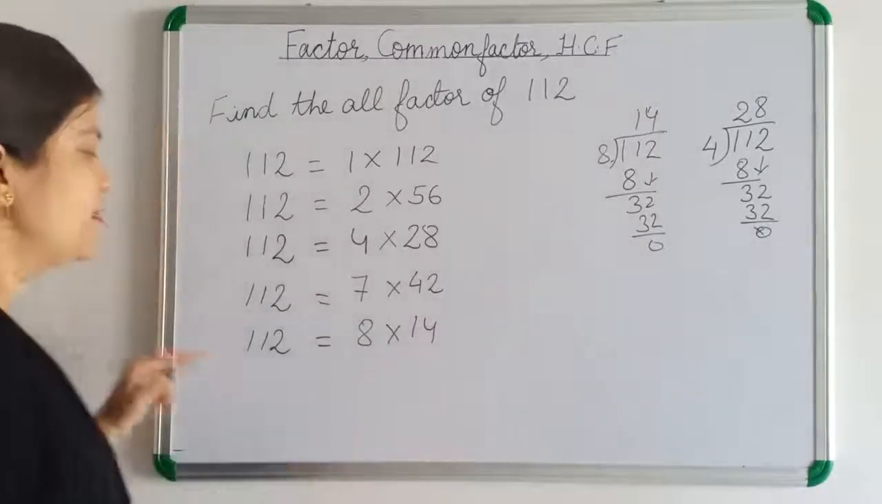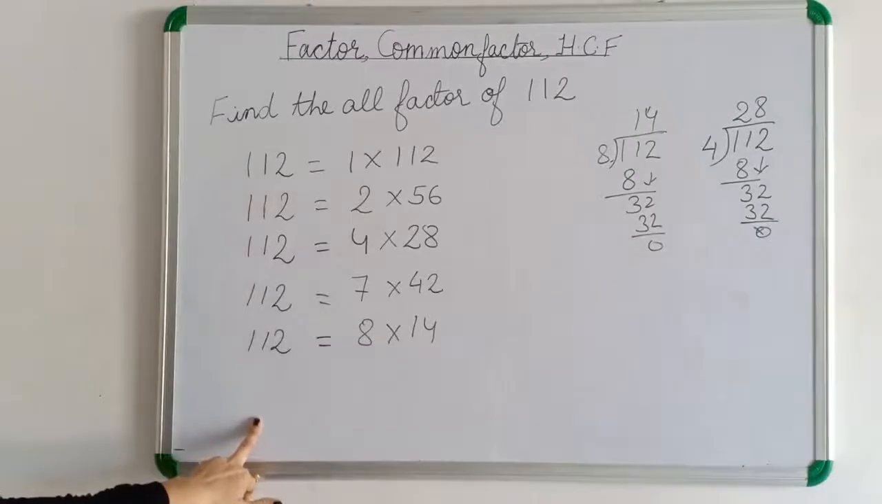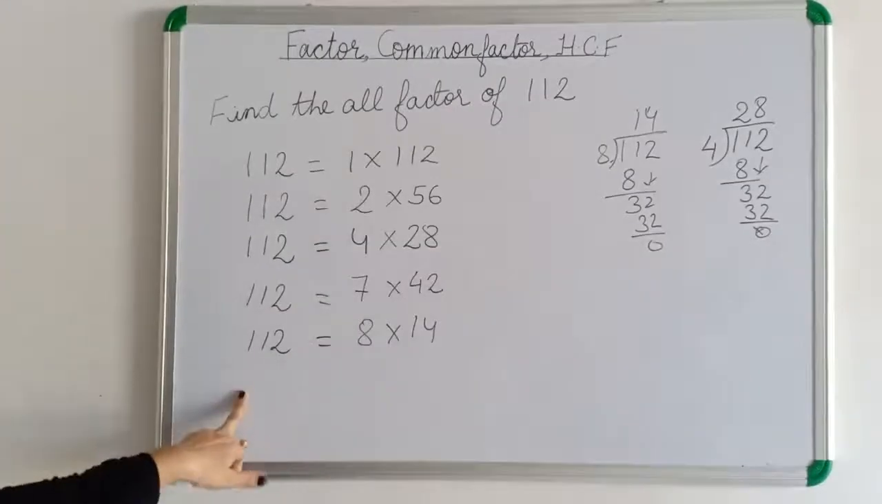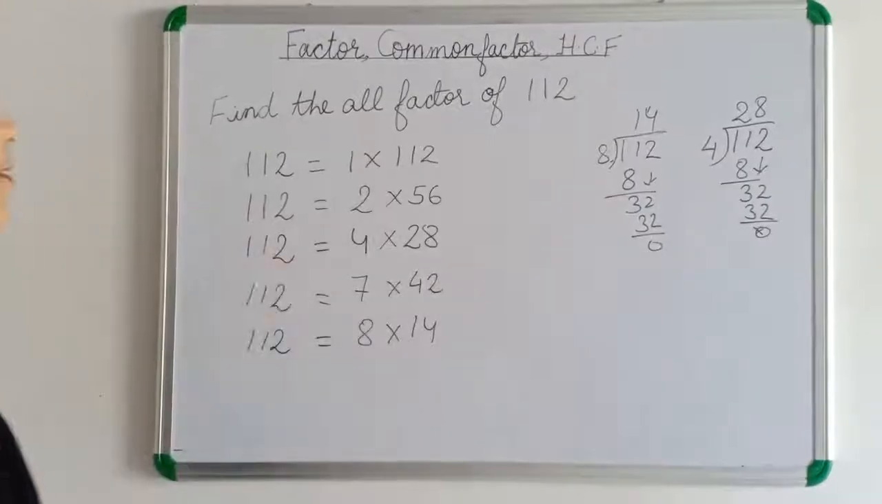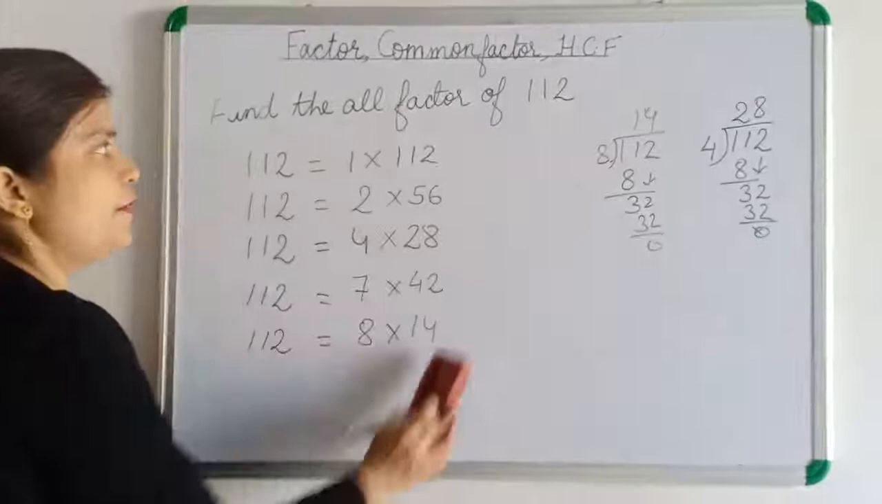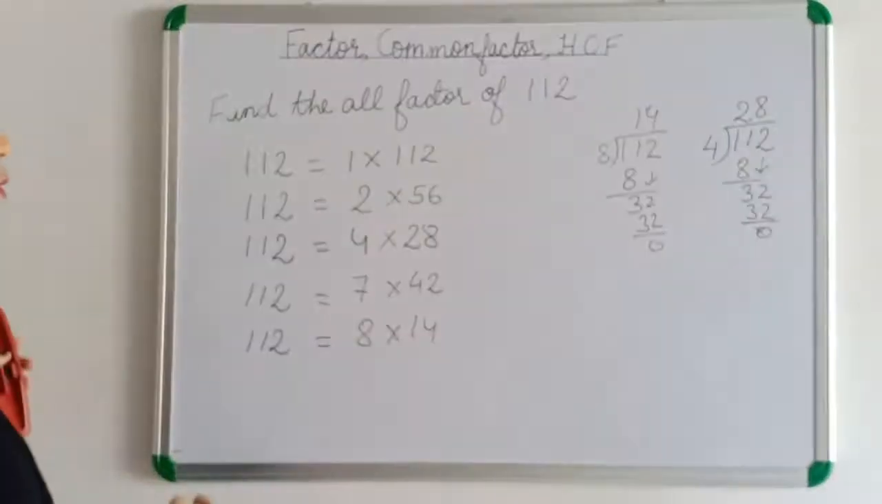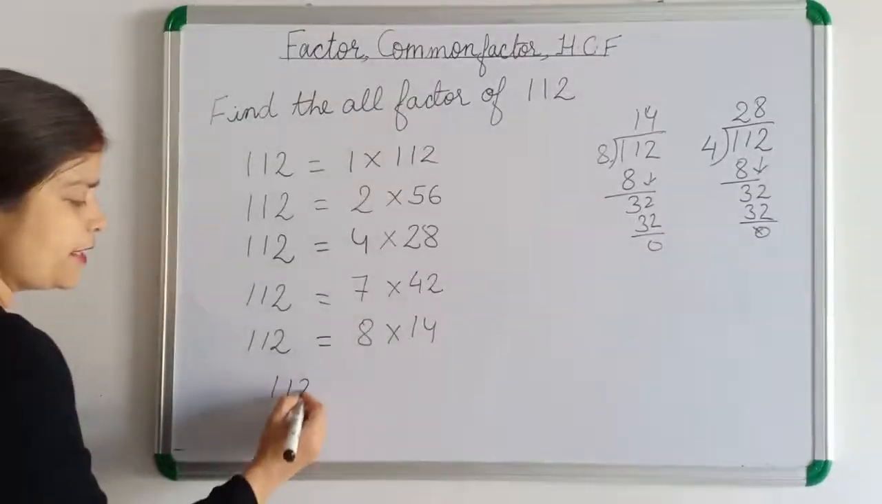So you can check here whether it is divisible by 9 or not, whether it is divisible by 10 or not, 11 or not, 12 or not, 13 or not, and then 14, you stop over there. Okay. So now we get all the factors of 112. So what are the factors of 112?